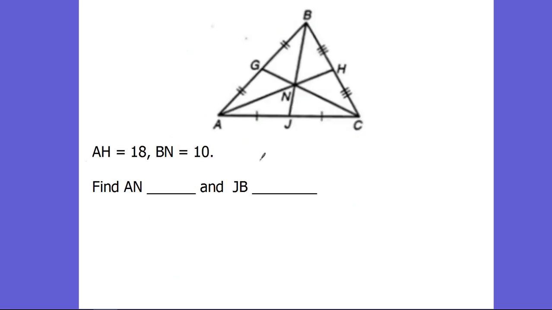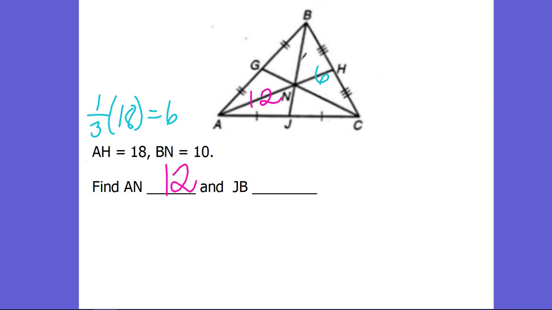So let's go put this into action. I know the length of AH, that whole entire median, is 18. So AN right here, that's my 2/3 part. NH is my 1/3 part. So 1/3 of 18 is 6, so from N to H is 6. And then from A to N, that's the 2/3 part, so that's going to be 2 times 6, which is 12. So AN is 12.